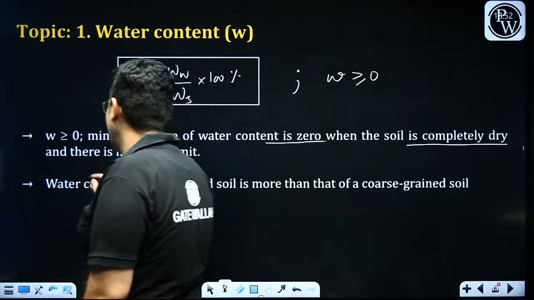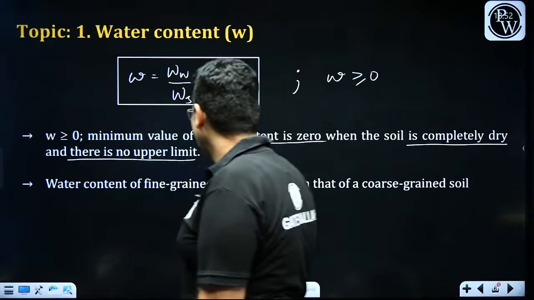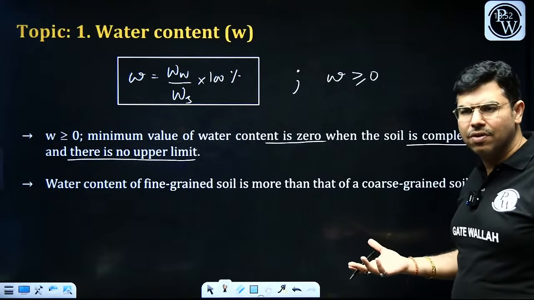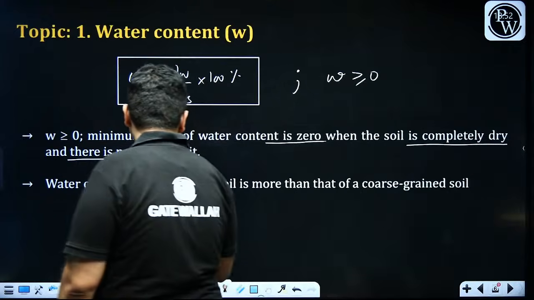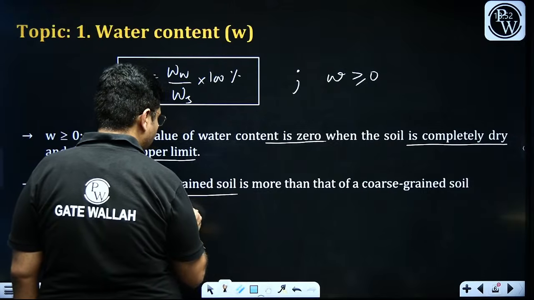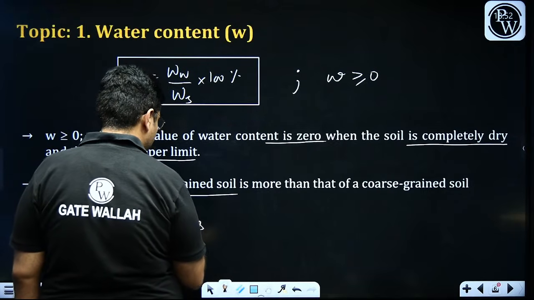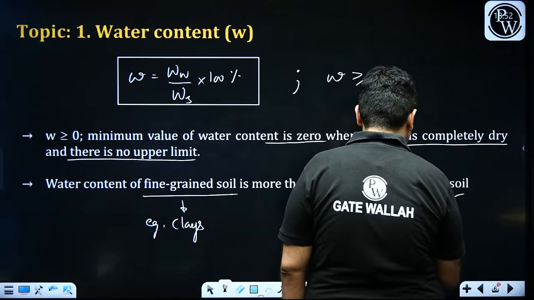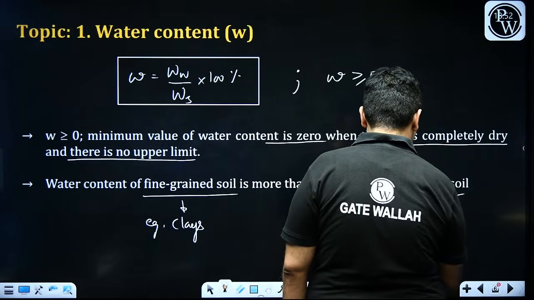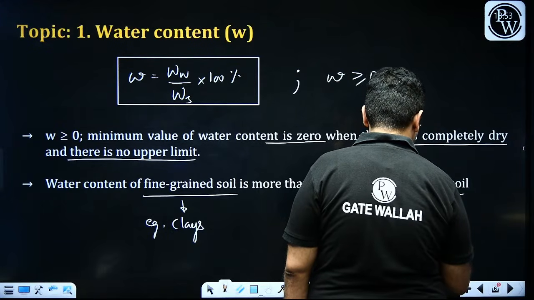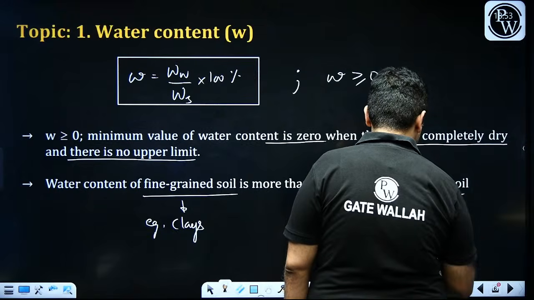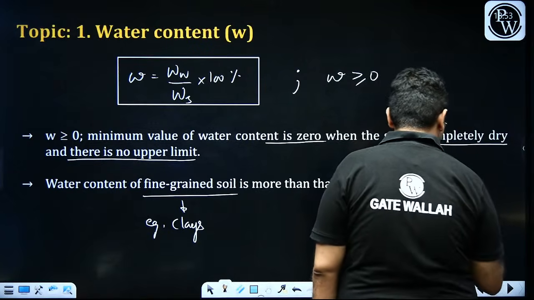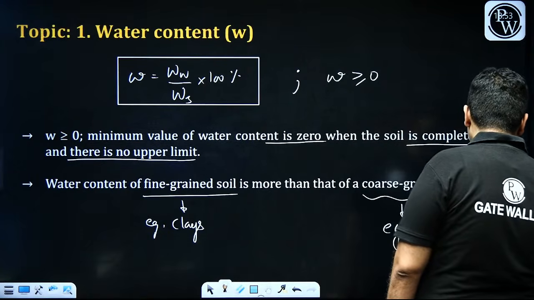Water content of fine grained soil is more than that of coarse grained soil, that is correct. Fine grained soil means when the grain size is very small, less than 75 microns, like clays, and coarse grained soils are sands and gravels. So clays have a larger water retaining power as compared to sands or gravels.